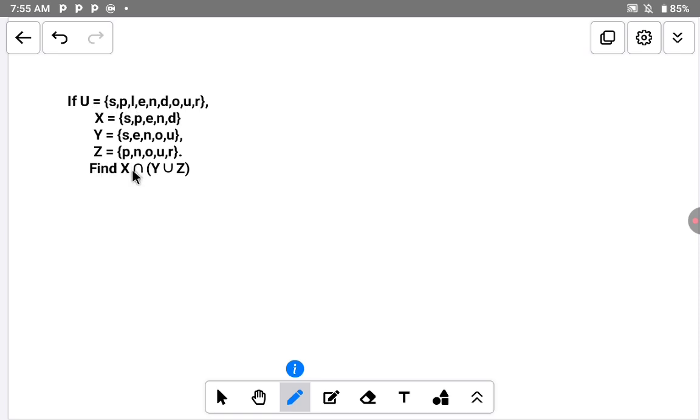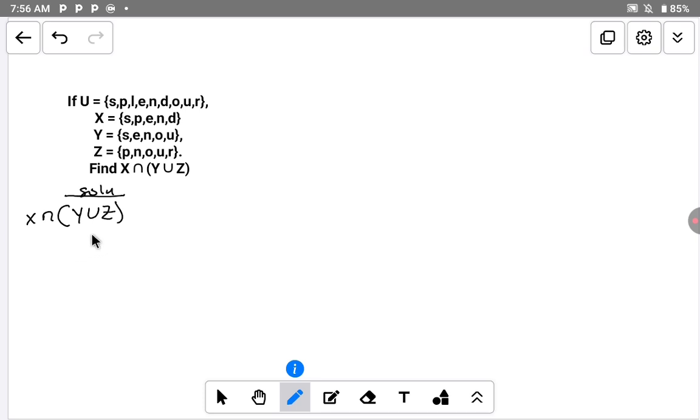Now the question says you should find S intersection, open bracket, Y union Z, close bracket. The symbol here is intersection, and this one means union. Let's look at the step by step to solve this mathematical question. If you see this question in the upcoming examination, this is how to solve it. That's the question you have to find.